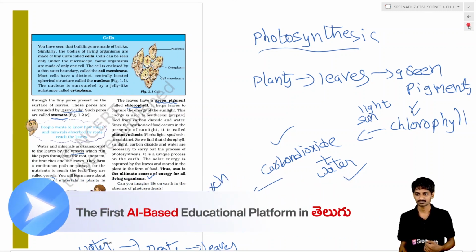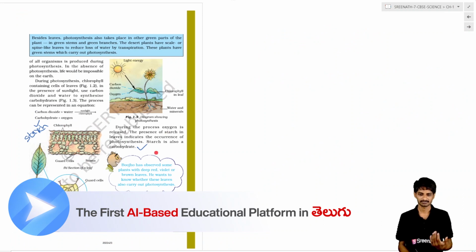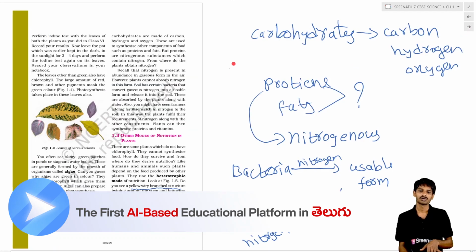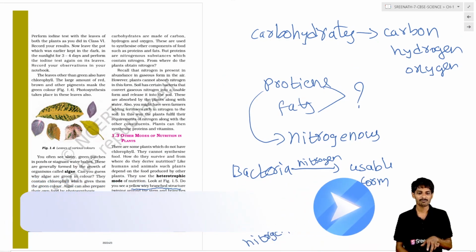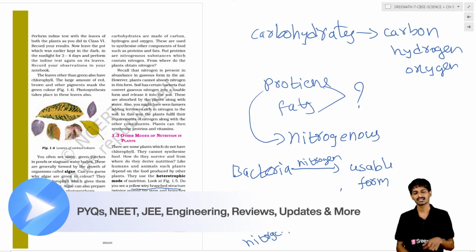Next, this is the picture of chlorophyll and plant cell section. Now, synthesis of plant food other than carbohydrates.